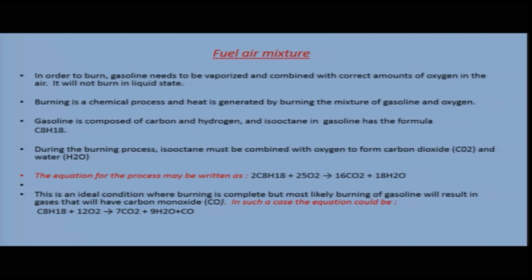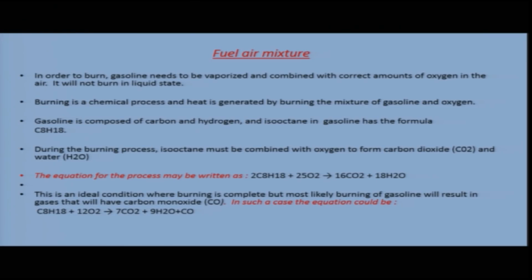Now, burning is a chemical process and heat is generated by burning the mixture of gasoline and oxygen. Yes, we all know that burning is a chemical process and in combustion heat is generated. Gasoline is composed of carbon and hydrogen, and isooctane in gasoline has the formula C8H18. Now, in our previous slide we have read that gasoline is a mixture of hydrocarbons, it has isooctane and normal heptane. So, it is given by the formula C8H18.